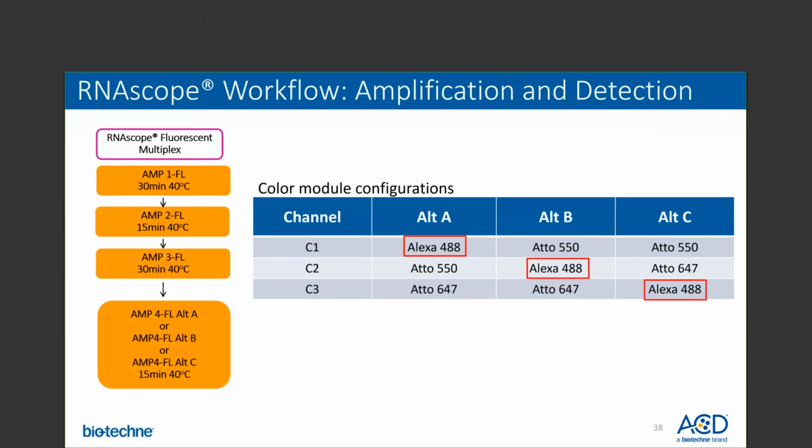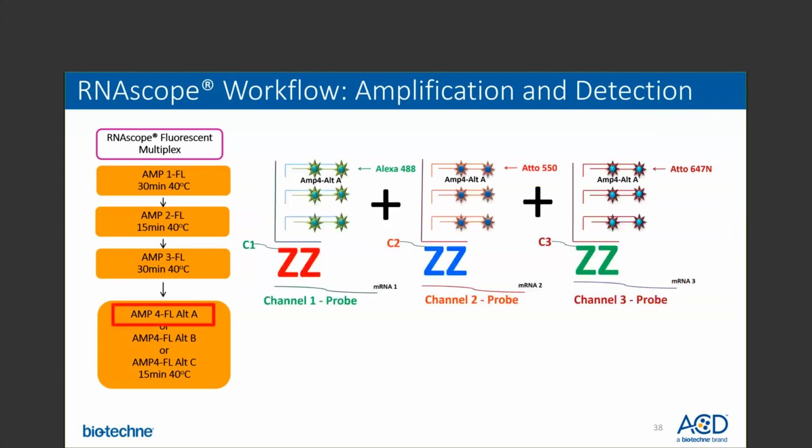For Alt-A, Alexa 488 detects C1. For Alt-B, Alexa 488 detects C2. And for Alt-C, Alexa 488 detects C3. Here is a depiction of the AMP4 FL Alt-A module configuration for each channel. Here, Alexa 488 detects channel 1, Atto 550 is used to detect channel 2, and Atto 647 is used to detect channel 3 target.